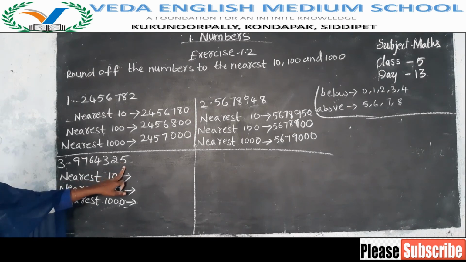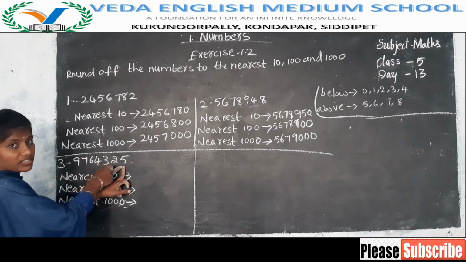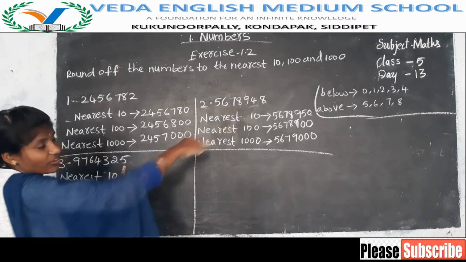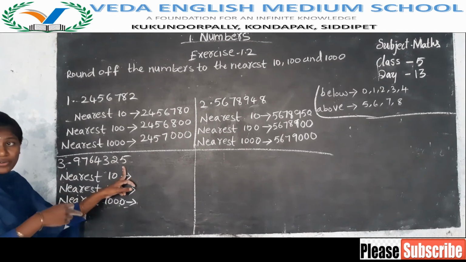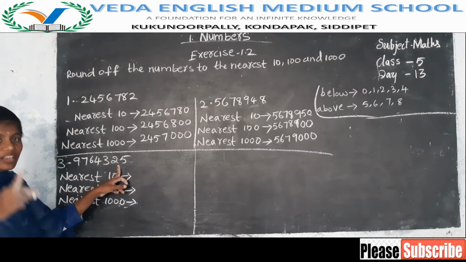We have to check the place value of ones. What do you have in the ones place? 5. See that 5 is above 5 number or below 5 number? Above 5 number. If the number is above 5, then what you have to do? You have to increase the next number by 1 time.